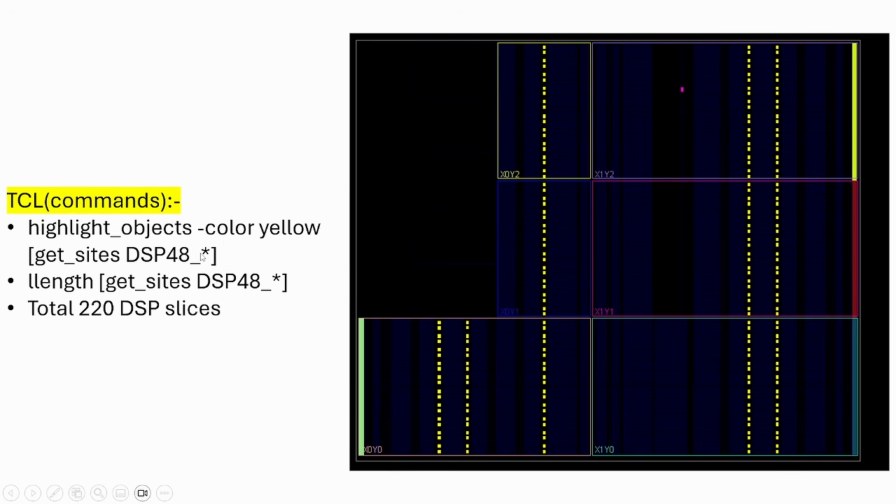If you run the TCL command to find the DSPs, even here the DSPs are arranged in a columnar fashion. In each clock region, each column, you'll be having 20 DSPs. Overall, you'll be having 220 DSP slices.